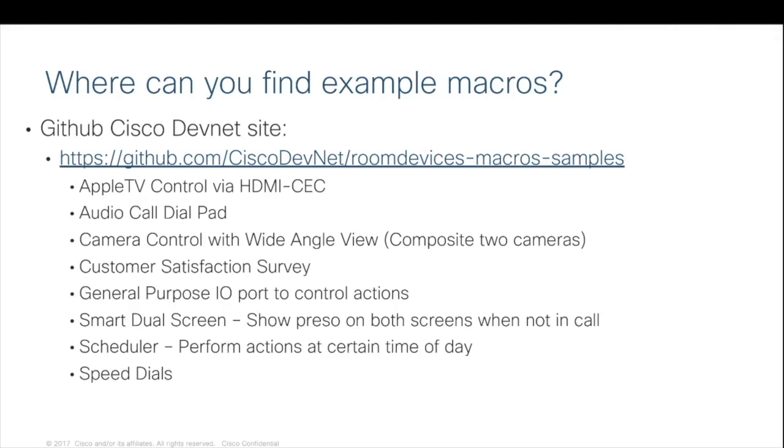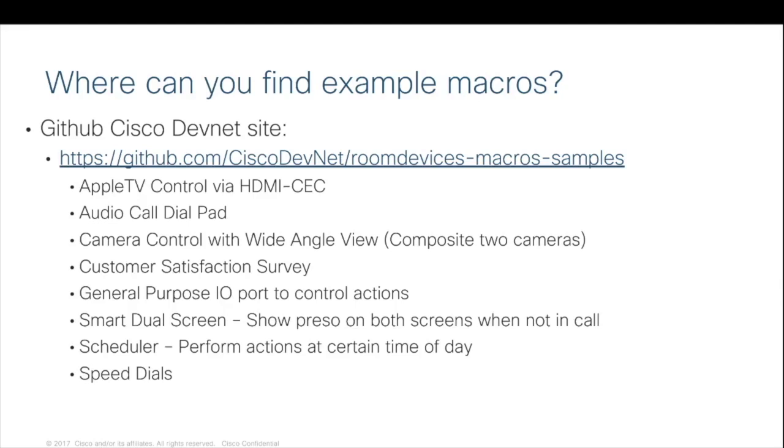The next one, smart dual screens, a very common ask. And this is where you're not on a call. So normally you have two screens, and if you're on a call, the left screen might show the video of the people on the other end, and the right screen would show your presentation. Well, if you're not on a call, it'd be nice if both screens showed the presentation. That's what this smart dual screen does. As a matter of fact, if you're on an audio call, it'll show the presentation on both screens as well. We'll go into that one in some detail.